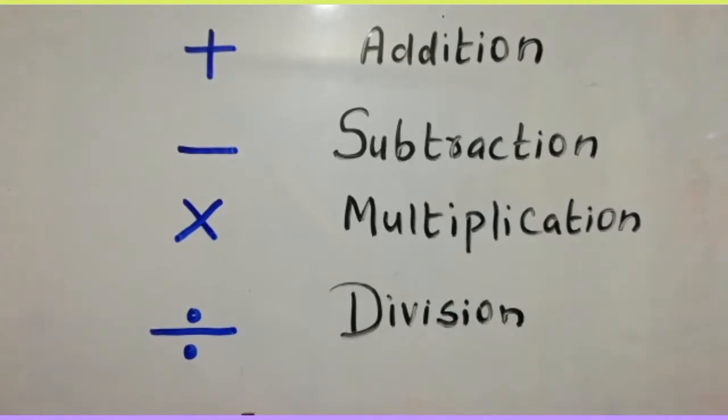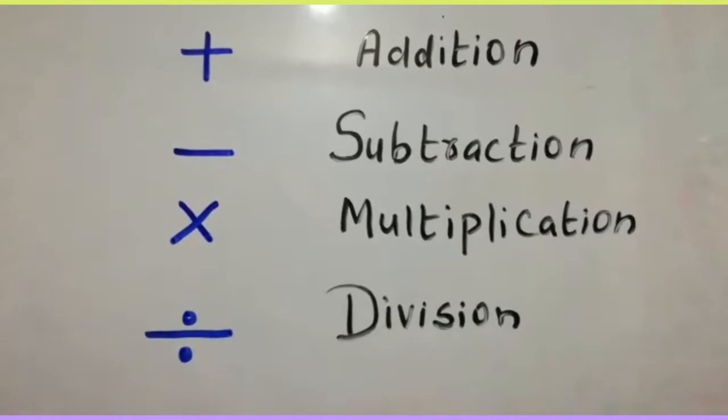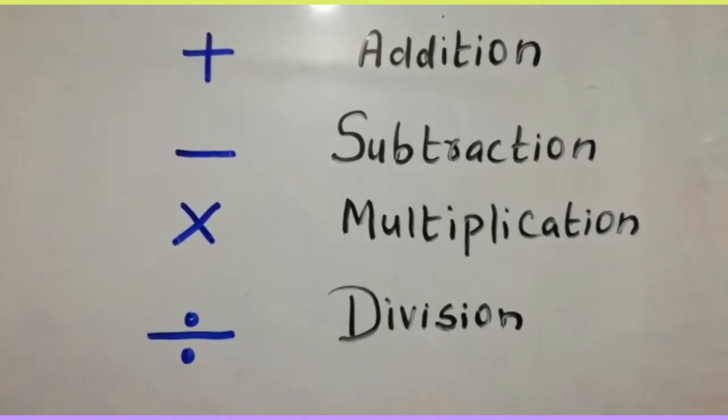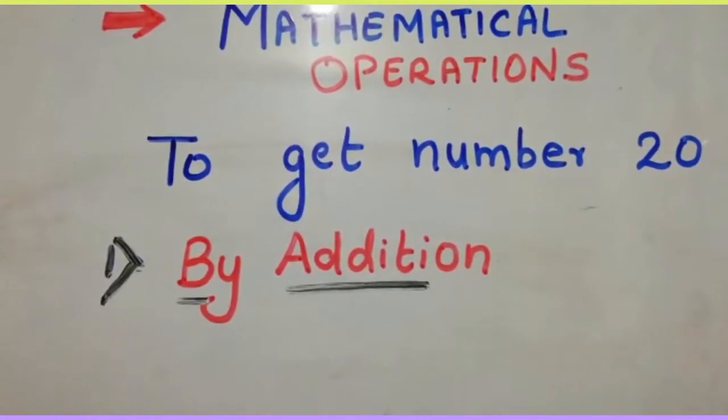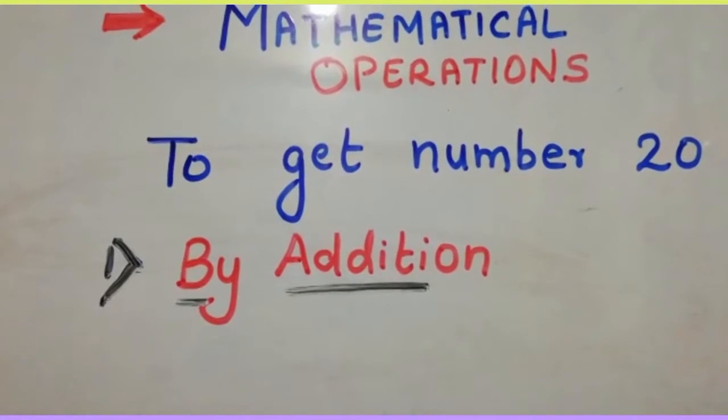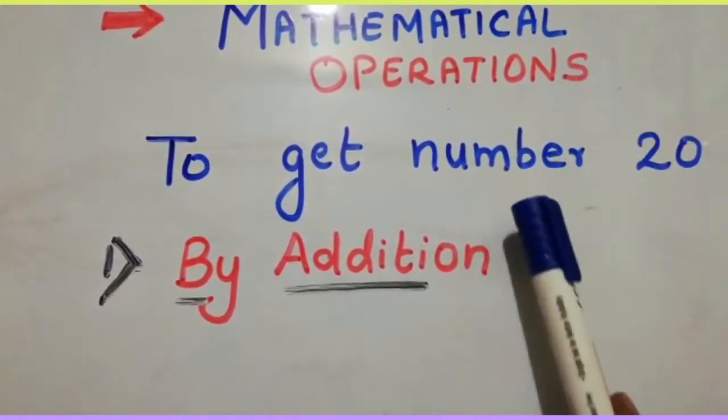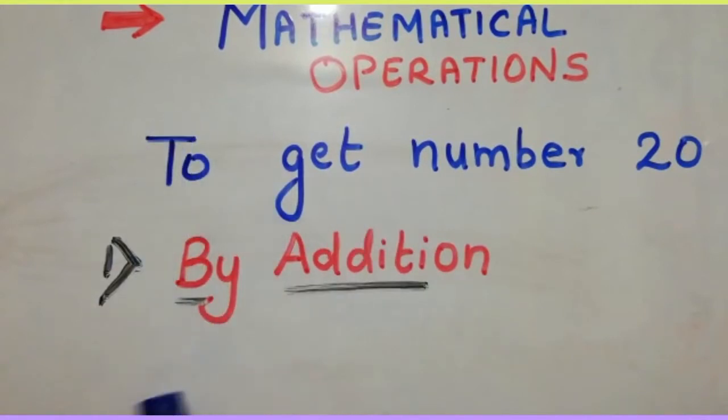Now we have to see how to get some number using different mathematical operations. Now let's take some examples to come to the topic of equation. Now let's see how to get the number 20. We are taking one number 20 as an example, using different mathematical operations, how to get the number 20. Now by addition you can get the number 20. Now we will see for each operation. Now you can write this in your notebook. After the heading topic 10 equation, you can start with this heading mathematical operation, and then you can write this to get number 20. This will be the first topic you will be writing in your notebook.